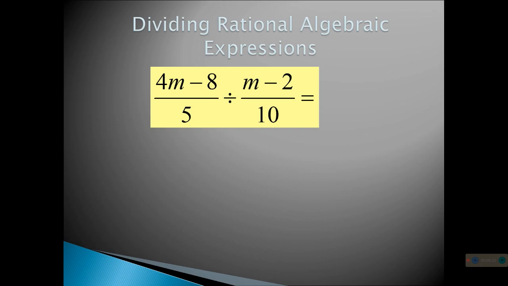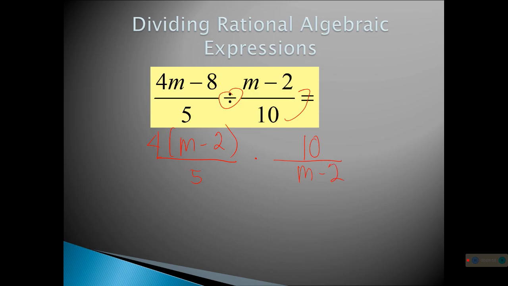So, we have here (4m minus 8) over 5 divided by (m minus 2) over 10. Okay? So, in this case, you are going to factor out first the numerator 4m minus 8. So, you will result with 4 times (m minus 2) all over 5. And then, change the division sign to a multiplication sign. And you have to flip the other fraction, or the second fraction. So, this will become 10 over (m minus 2).